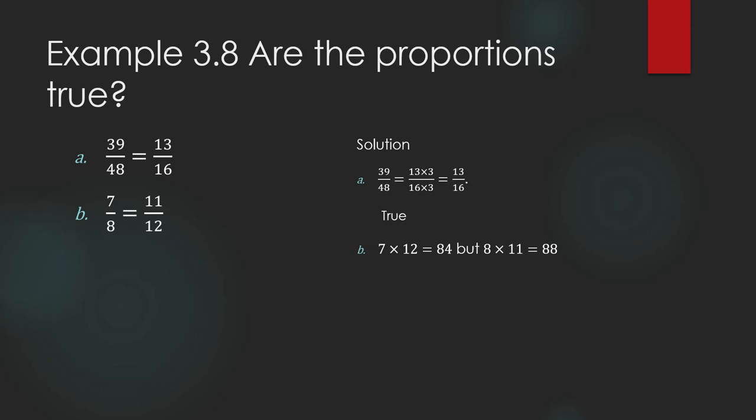How about letter B? How do we verify that this is indeed a proportion? Let us use cross multiplication. If 7 over 8 is indeed equal to 11 over 12, then their cross products must be equal. 7 times 12 is equal to 84, but 8 times 11 is equal to 88. They are not equal. So this statement is not a proportion because it is not true.